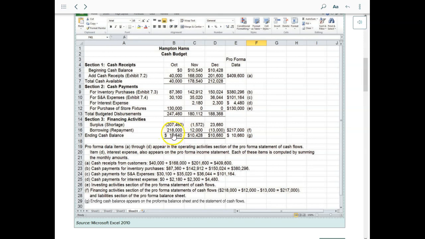Now, if we borrow only $217,000, we're going to be short. It's going to be like a negative $460. That's not going to cover it. So jump up one more $1,000 amount in borrowing. So $218,000 will pay for the cash that we need here, our shortage, plus give us at least $10,000 in the bank account at the end of each month.